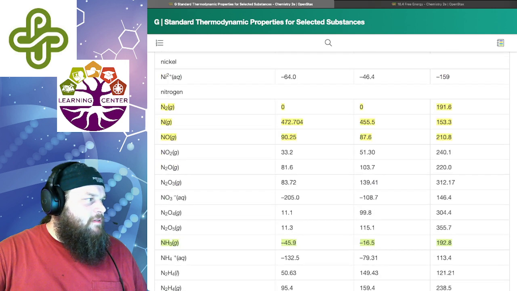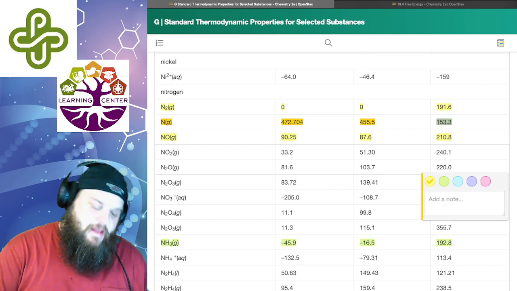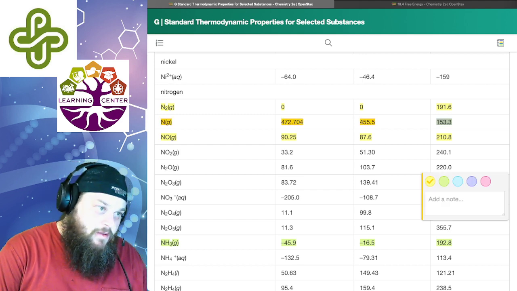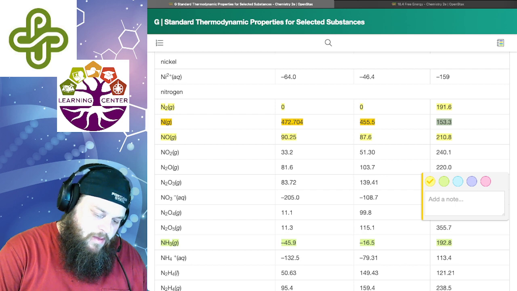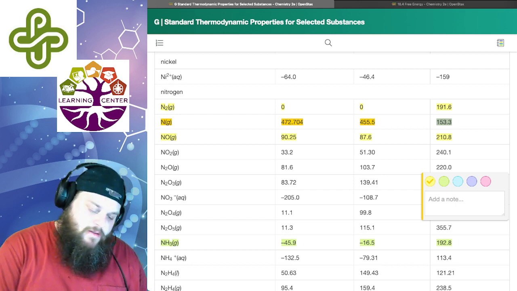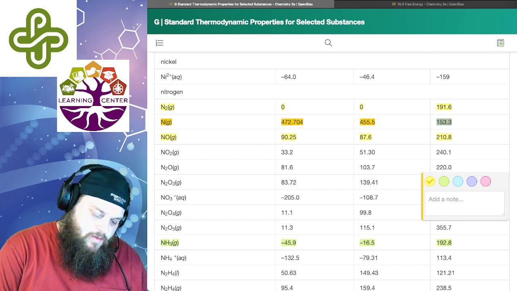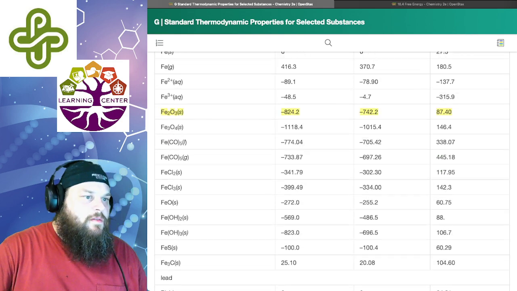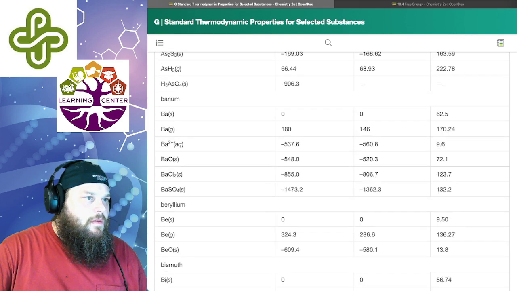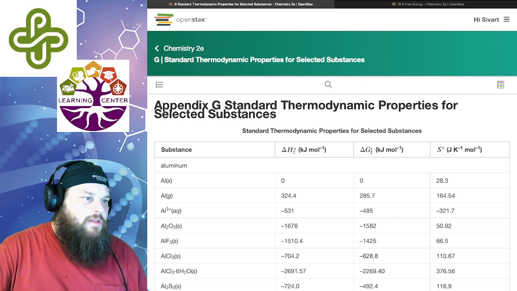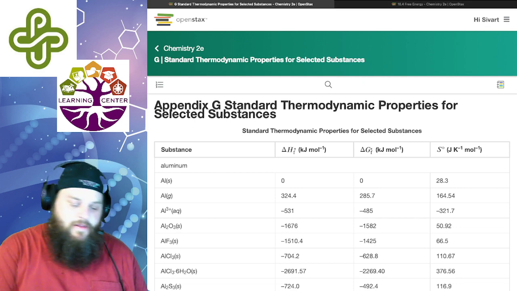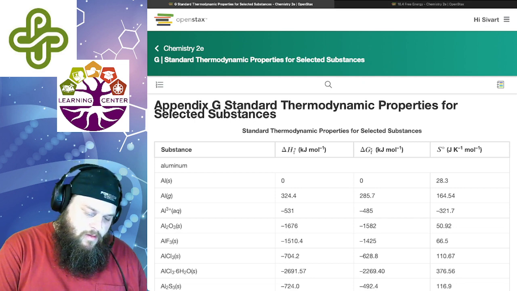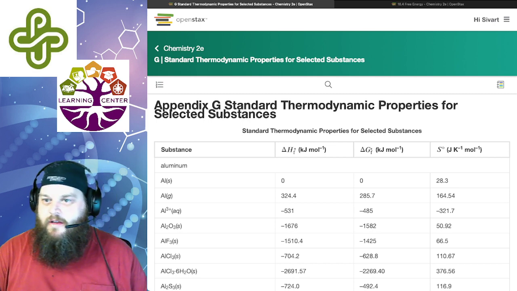Going back down to my N gas. Don't grab the N2 by mistake in this one. We want that N gas, which is going to be 153.3, and the units for that should be in joules per Kelvin. They have joules per Kelvin per mole, but since we're multiplying this times 1 mole, we end up with just joules per Kelvin.